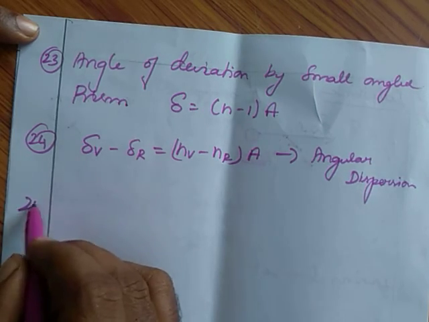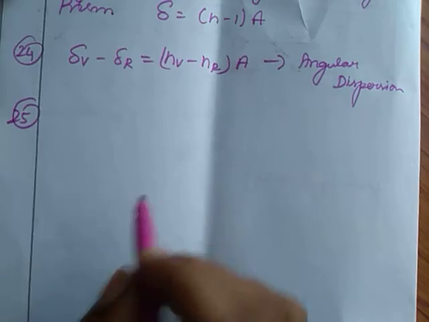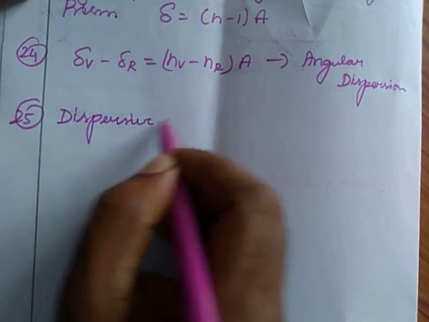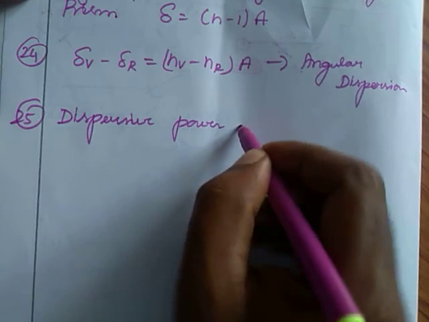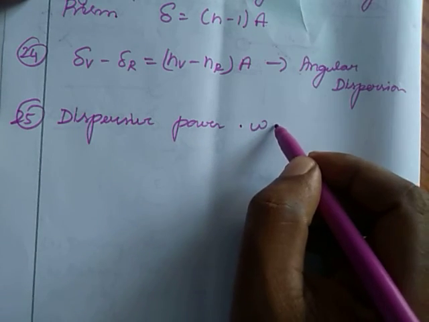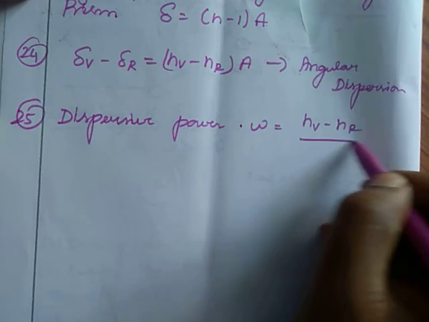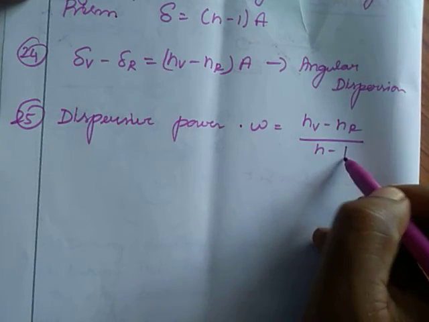Okay, then dispersive power, that is indicated as omega. Omega is equal to (nV minus nR) by (n minus 1).